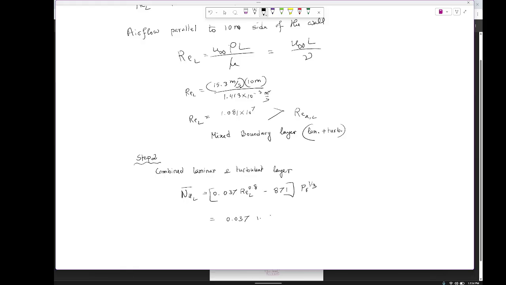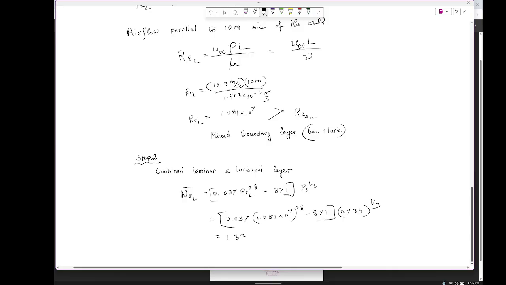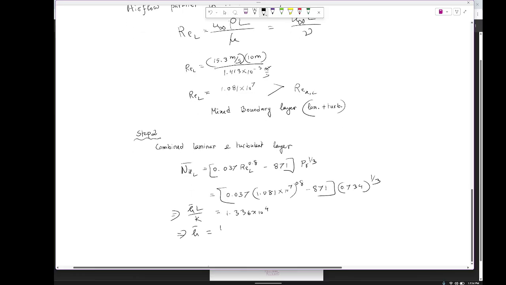So which would be 1. Reynolds number, what did you find? To the power 0.8, right? Minus 871, and then 0.734 to the 1/3, which would be 1.336. Sorry, is that the value you found? 10 to the power 4. You have a higher number? So the number is right, but the superscript is a little different. Yeah, we'll see it shortly.